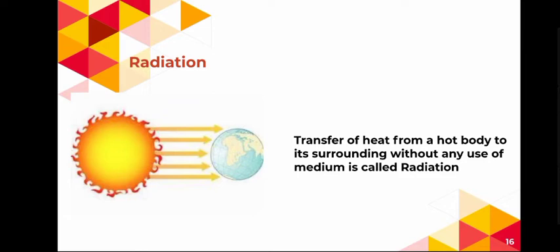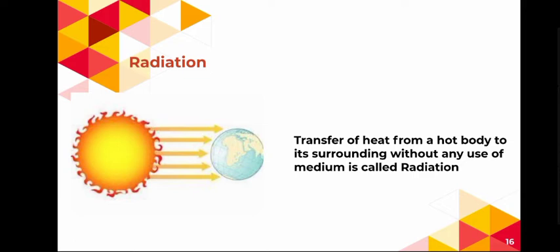Sunlight, how much time does it take to reach the earth? It takes 8 minutes to reach the earth. The transfer of heat by radiation does not require any medium, unlike conduction and convection. It can take place whether a medium is present or not. When we sit in front of a room heater, we get heat by this process.